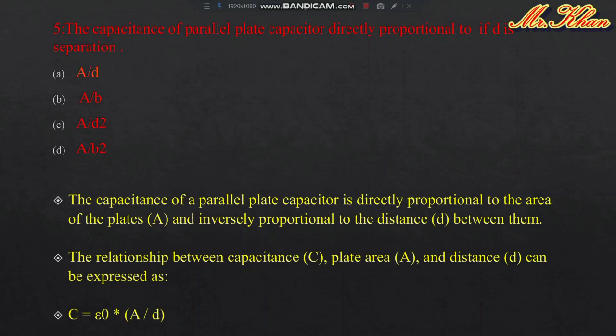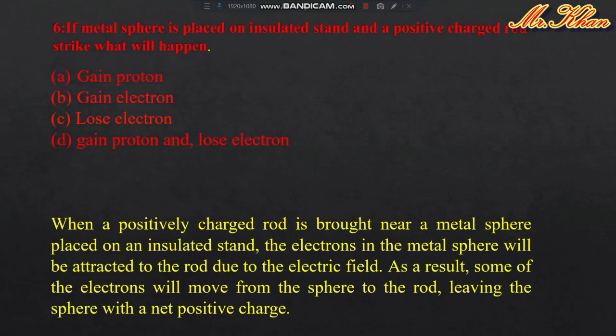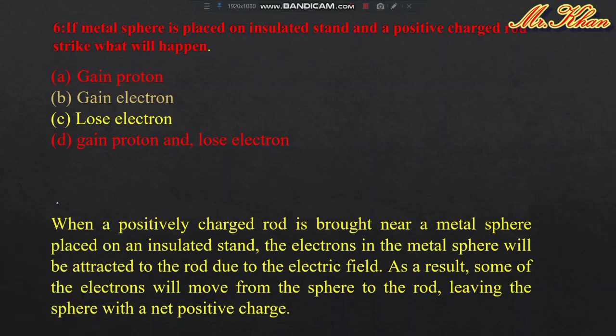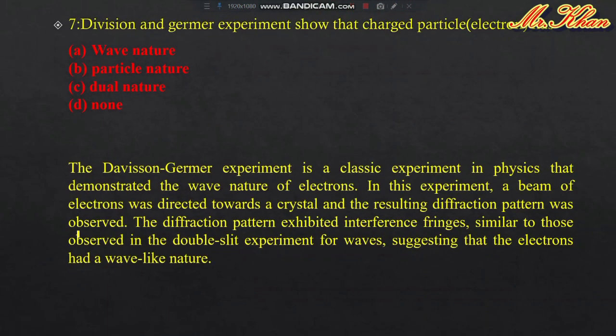Question 6. If a metal sphere is placed on an insulated stand and a positively charged rod strikes it, what will happen? A. Gain proton, B. Gain electron, C. Lose electron, D. Gain proton and lose electron. When a positively charged rod is brought near a metal sphere placed on an insulated stand, the electrons in the metal sphere will be attracted to the rod due to the electric field. As a result, some of the electrons will move from the sphere to the rod, leaving the sphere with a net positive charge.